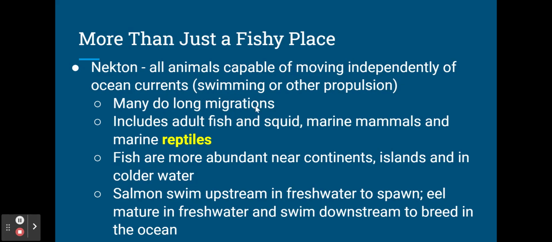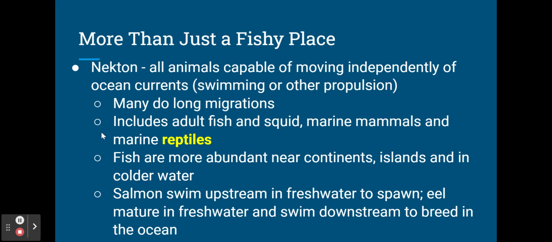Nekton are all animals capable of moving independently of ocean currents, either through swimming or any other kind of propulsion. Many do long migrations, and they include adult fish and squid, marine mammals, and marine reptiles.